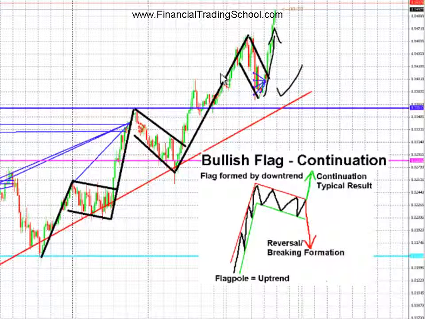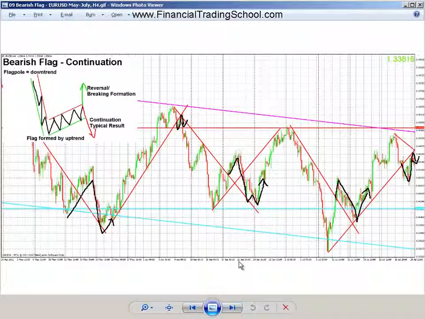Different angle again. They all have different angles, but they're all flags, and they all result in a breakout. As soon as it breaks that resistance line, it breaks out. That's just how it is. So moving on to bearish flag.